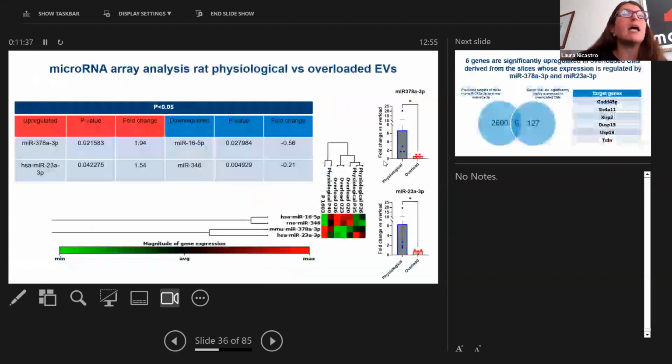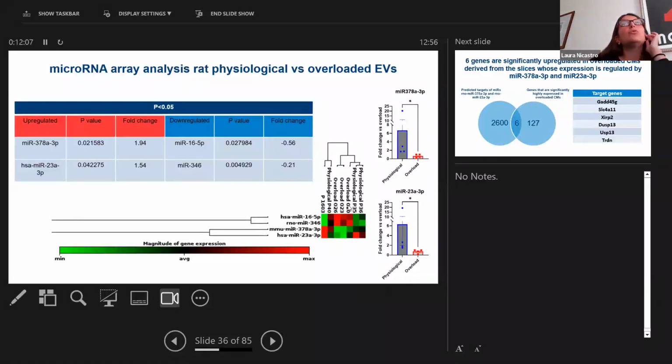And we performed a microRNA array analysis on rat physiological and overloaded EVs. What we observed here is that we found 2 upregulated microRNAs in physiological EVs compared to the overloaded, and 2 downregulated microRNAs. You can see here in the heat map the pattern of expression of these different microRNAs and how it's substantially different between the 2 conditions.